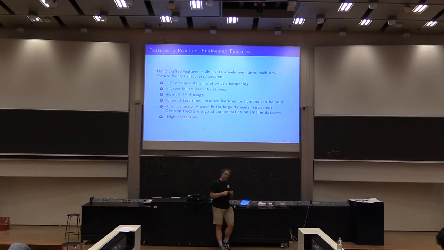Another issue is that this is a very labor intensive process. So you have relatively low capacity. The amount of information going into your learning algorithm is small. And that means that if you have a lot of labeled information, you can't really take advantage of it effectively to learn a complex function. And then, of course, it requires a lot of time.